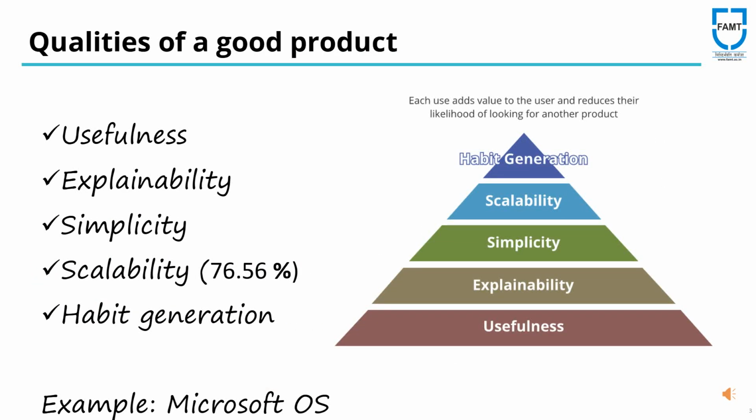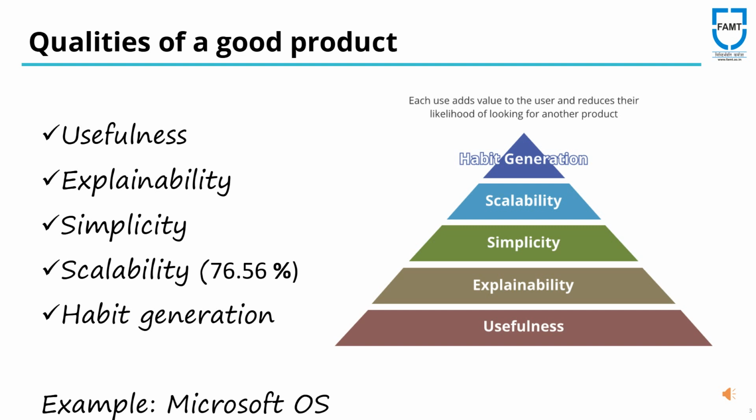Now, having discussed a product, let us try to understand what are the qualities of a good product, or what are the things which make any product good. First is usefulness. How useful is the particular product which your company has developed? That is the first and foremost important quality of any good product. Then explainability. Whatever product you have, let us say for example a mobile phone, it should be able to explain all its features in the best possible manner, in the simplest way, to the user. That is the second quality of a good product.